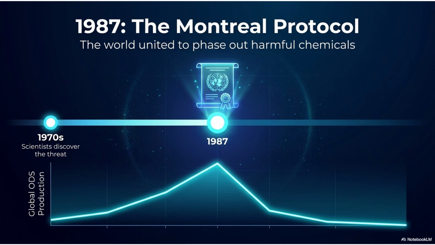Its main goal was to phase out the production and consumption of many ozone depleting substances. After the Montreal Protocol and later amendments, production and consumption of ozone depleting substances declined greatly. This is an excellent example of how science, international cooperation, and environmental policy can work together.